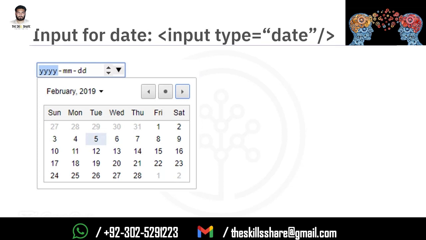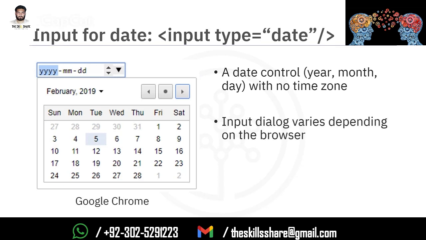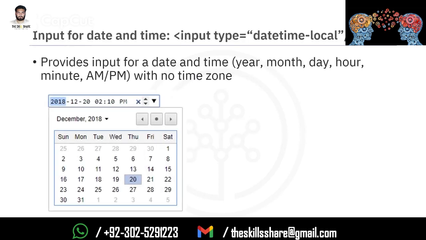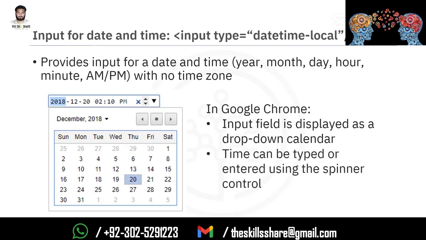The input type equals date attribute is a date control: year, month, day, with no time zone. The example shows the input type equals date field as it is seen in Google Chrome. The input dialog varies from browser to browser. The datetime-local attribute provides input for a date and time: year, month, day, hour, minute, AM or PM, with no time zone. The datetime-local input field is displayed as a drop-down calendar in the Google Chrome browser. The time can be typed or entered using the spinner control.